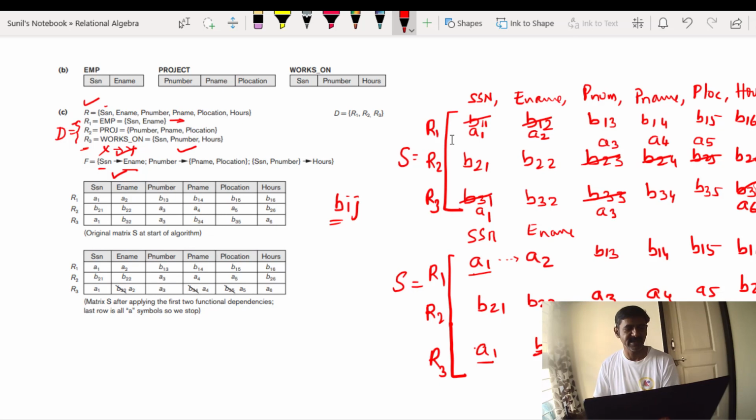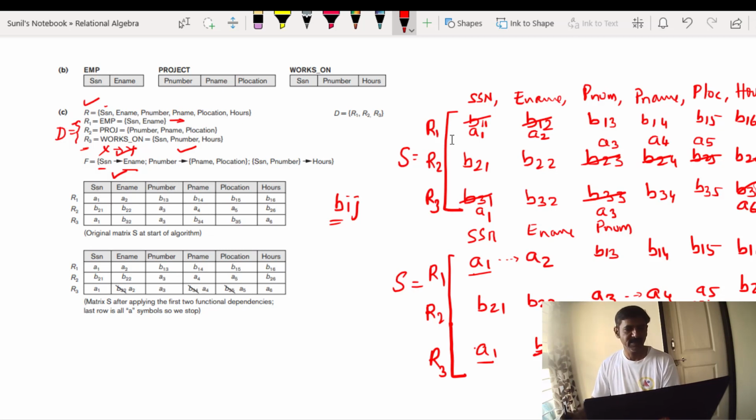Take the second functional dependency, P number. P number is the third column here. You identify two rows where A's are same. So you will see that these two are same. What is the right hand side? P name, P location. You will find that this row has A's here, but the corresponding row under the same column has B's, but the left hand side is same. So you have to replace this by A4 and here with A5.